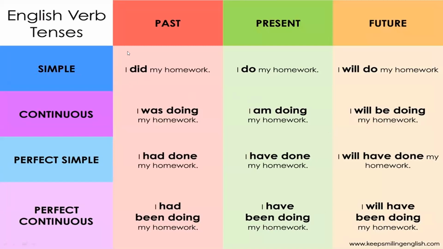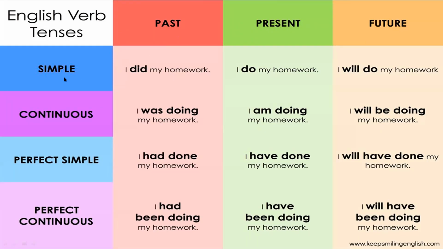Okay, this is the past tense, present, future. In OOT, we'll highlight the first two tenses, past and present. We have past simple, past continuous, past perfect, and past perfect continuous. Again, present simple, present continuous, present perfect, and present perfect continuous.